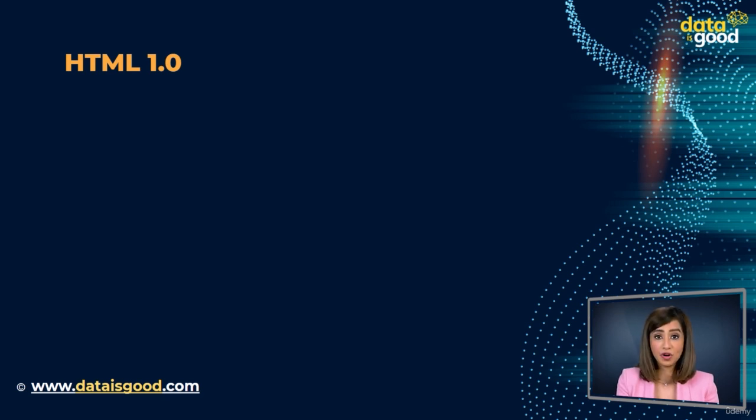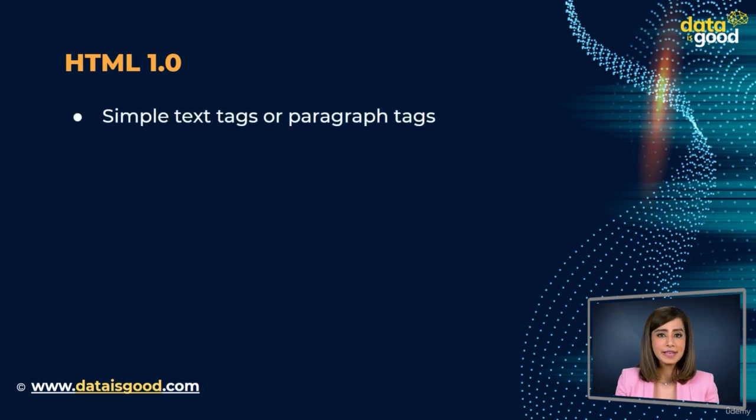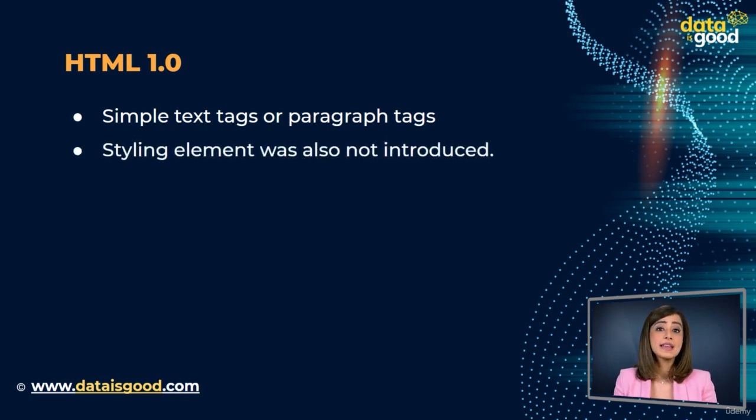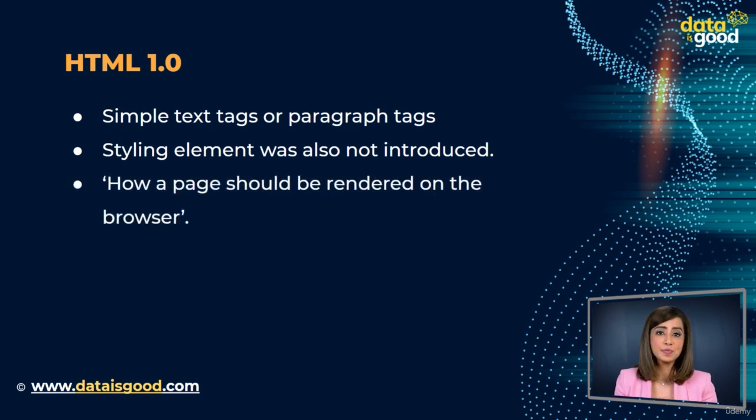Not many people were involved in website creation and the language was very limited. Simple text tags or paragraph tags were introduced in the first version. Since the web development area was just starting to rise, it was so limited. Apart from this, the styling element was also not introduced, and the idea of how a page should be rendered on the browser was not taken into consideration. The initial version of HTML does not support tables, font support, etc., as it provides us in the latest version.